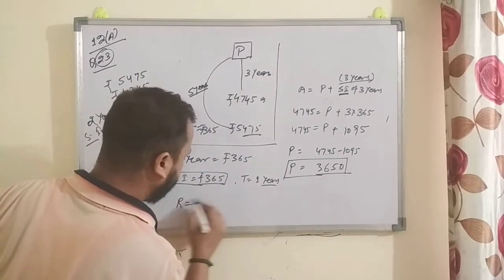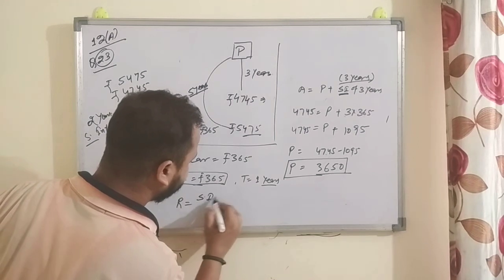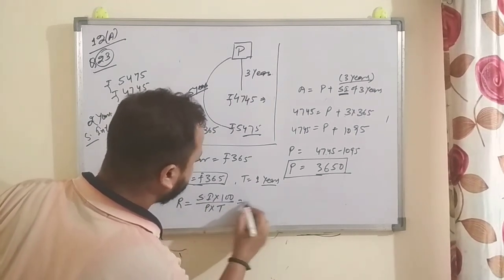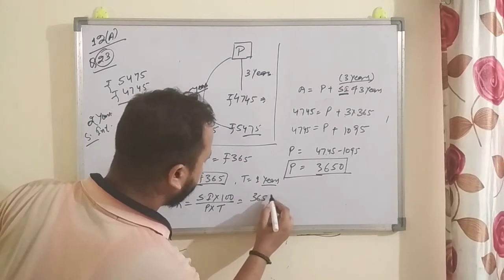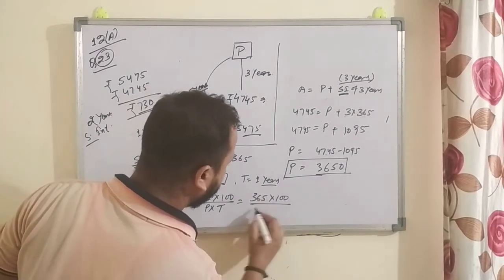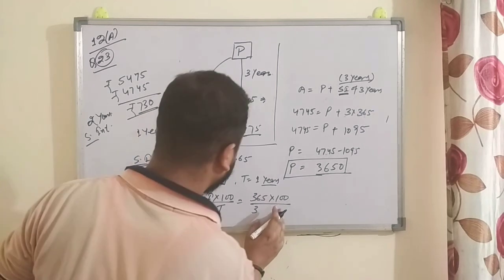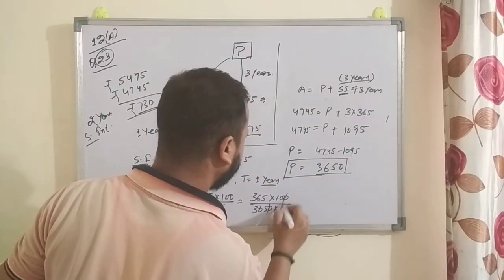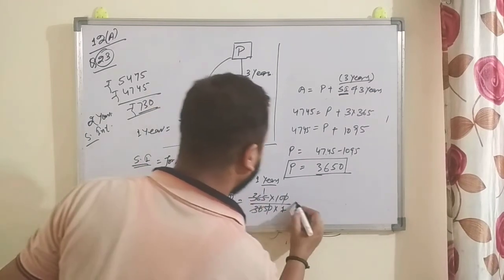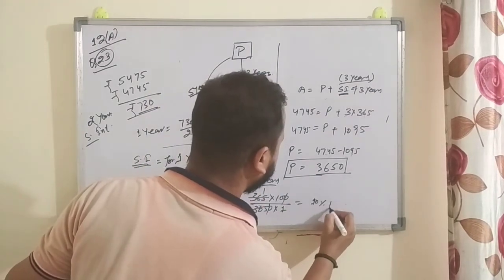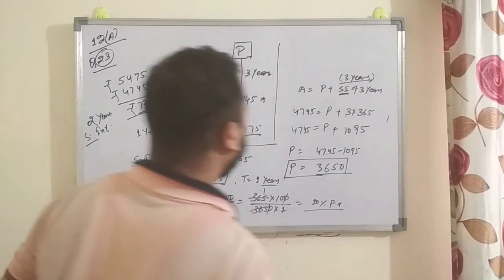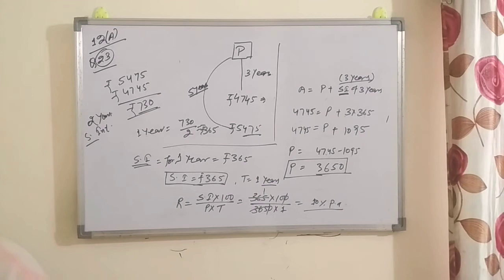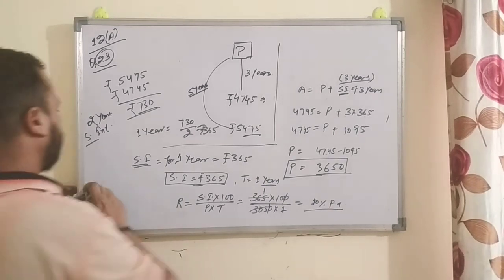You know the formula for rate is SI into 100 upon principal into time. So SI is 365, principal is, sorry, principal is 3650, time is 1 year. So rate of interest is 10% per annum, right? So this way you can solve it, right? Now come to the next question, that is question number 24.